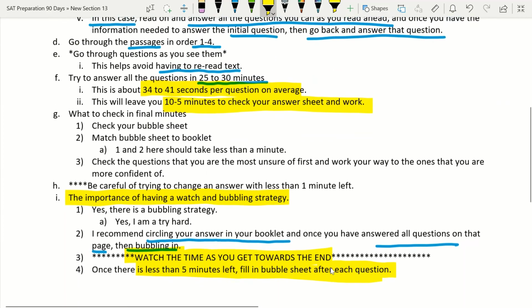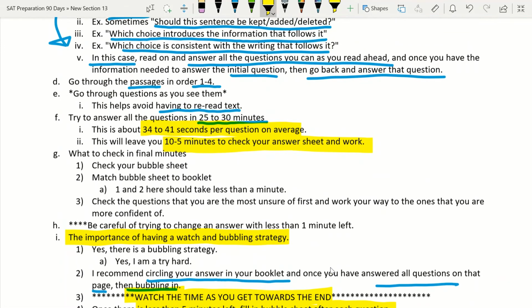All right, so with that, let's go ahead and jump back up to part G and F, right? So I talked about how this is going to give you 10 to 5 minutes to check your answer sheet and your work if you follow that 25 to 30 minutes of time spent answering your questions. Okay, so at that point, what do you want to check in those final minutes? Well, what you're going to want to check is your bubble sheet. You're going to want to match your bubble sheet to your booklet. So I kind of already talked about that.